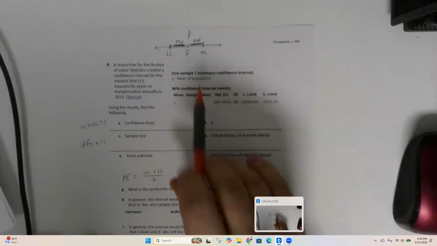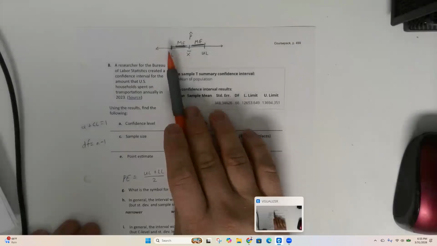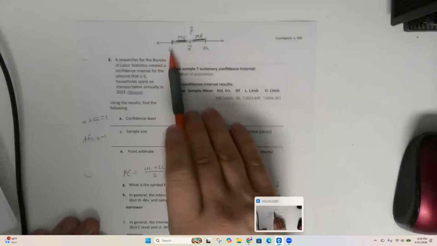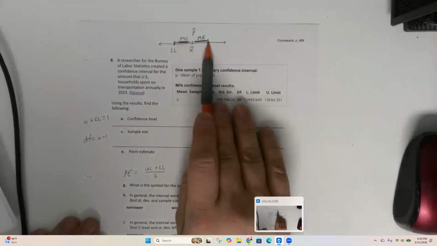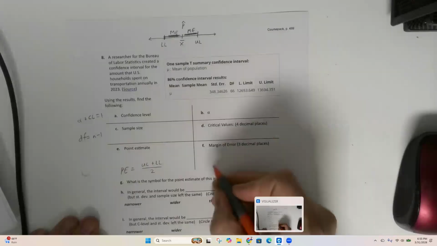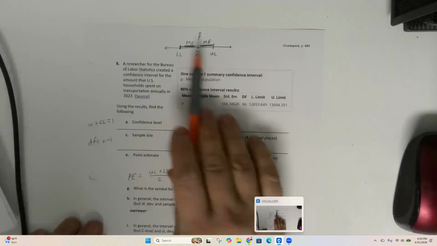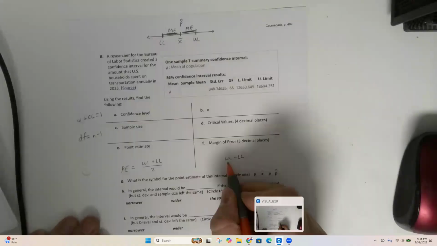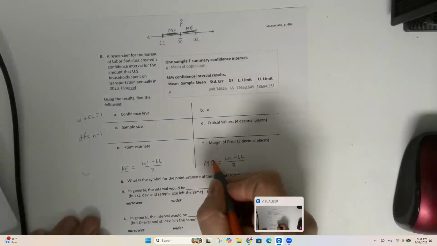For margin of error, well, I have my lower limit and I have my upper limit. If I subtract those two, that will tell me the distance between them, but that is 2 margins of error. So if I do upper limit minus lower limit, that gives me double my margin of error. So if I divide that by 2, that'll tell you how far your margin of error is, okay?